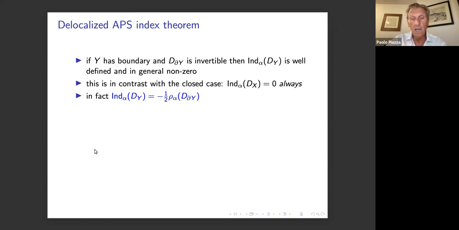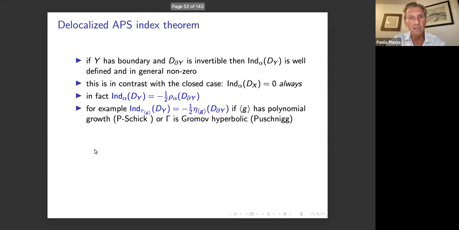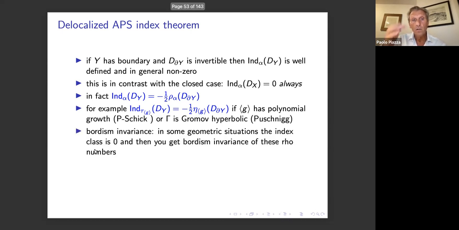Okay. And again, there have been many different proofs of this fundamental fact. For example, if you take the delocalized trace, then you recover this fundamental result, namely that this delocalized index is simply the delocalized eta invariant of the boundary operator. So now, why is this interesting?